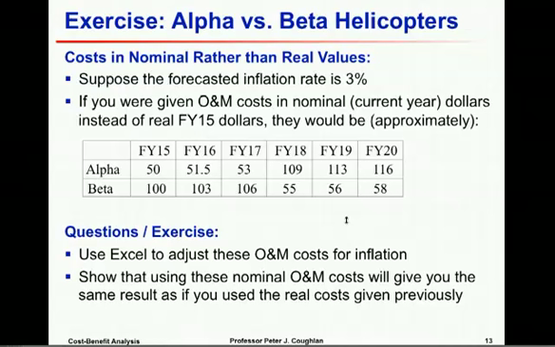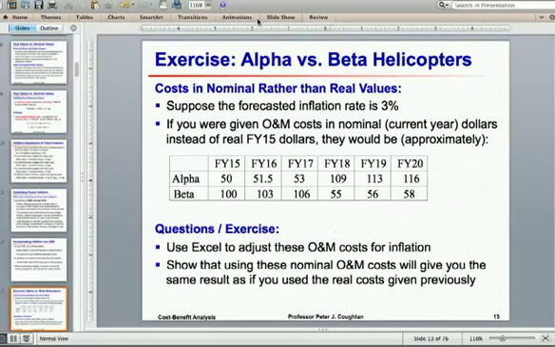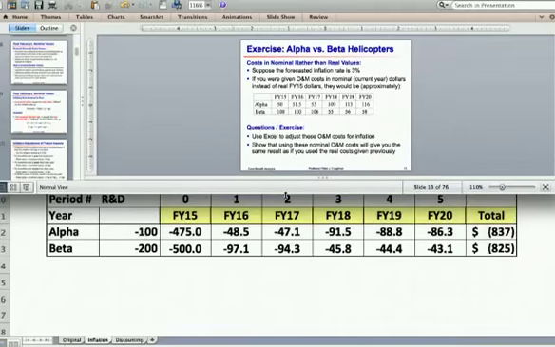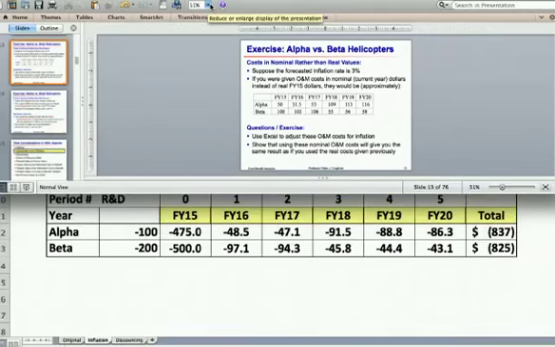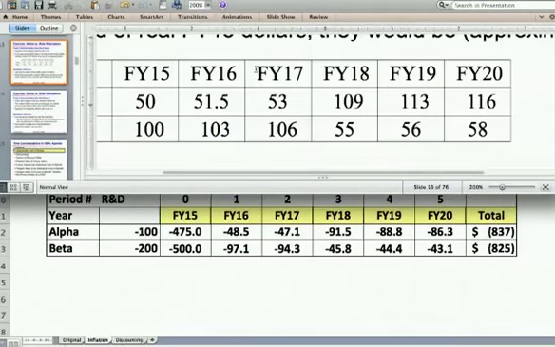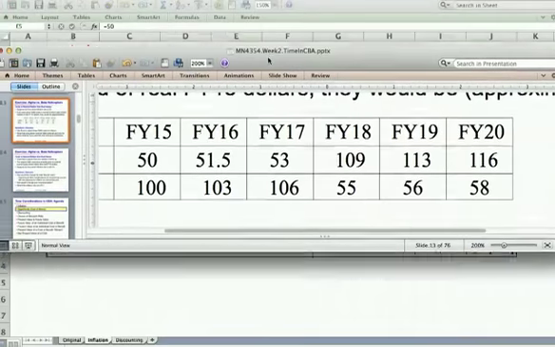And one thing I asked you to do, an exercise, is to use Excel to adjust these O&M costs for inflation and basically show that that would give you the exact same results. Now, in the spreadsheet I posted online, I didn't have these numbers in there for you to do it, but I can show you how that would work in Excel. So let me, if we can see those numbers there.